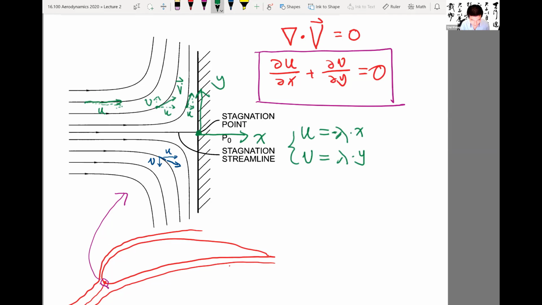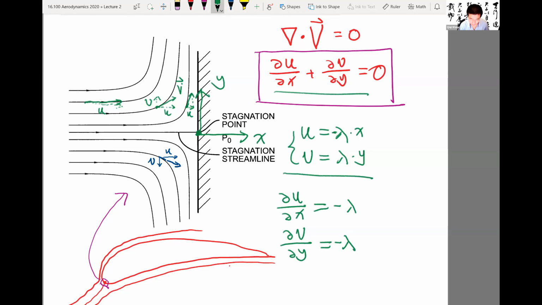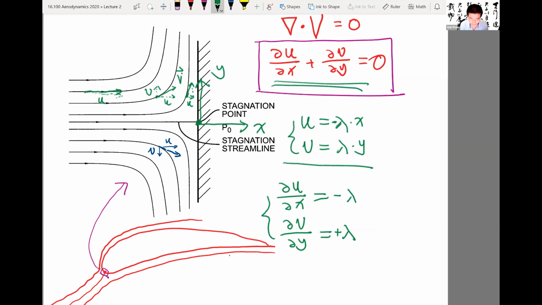But what's important is to check this against the differential form of the mass conservation equation. In this case, what is partial u partial x? If you take the derivative of minus lambda times x, the derivative is minus lambda, everywhere. Similarly, if you take the derivative of v with respect to y, the derivative is plus lambda. If you add them up, you get 0. So basically, this equation is correct.